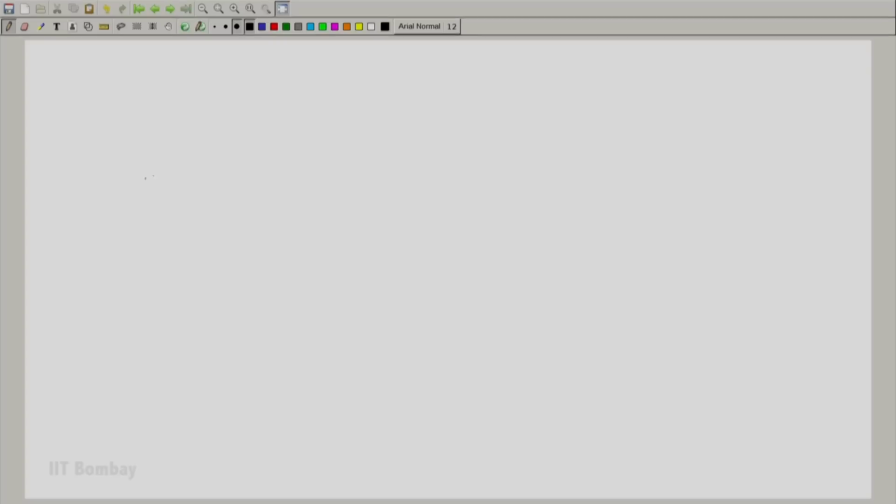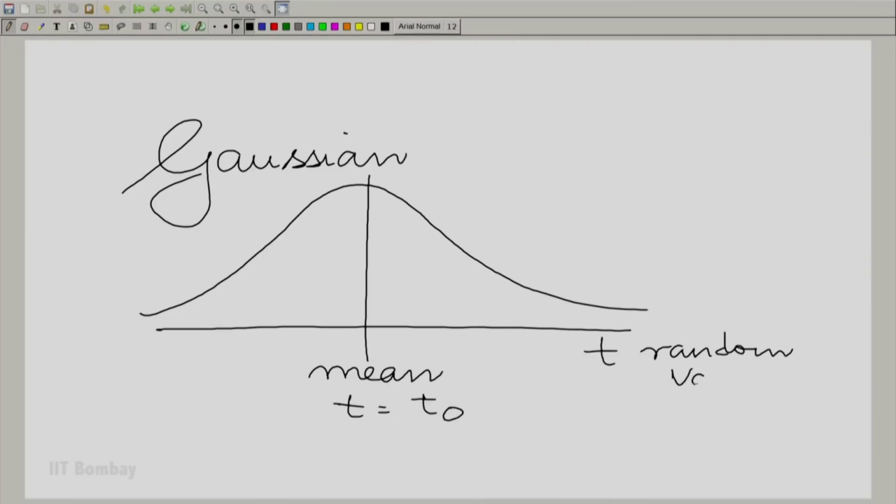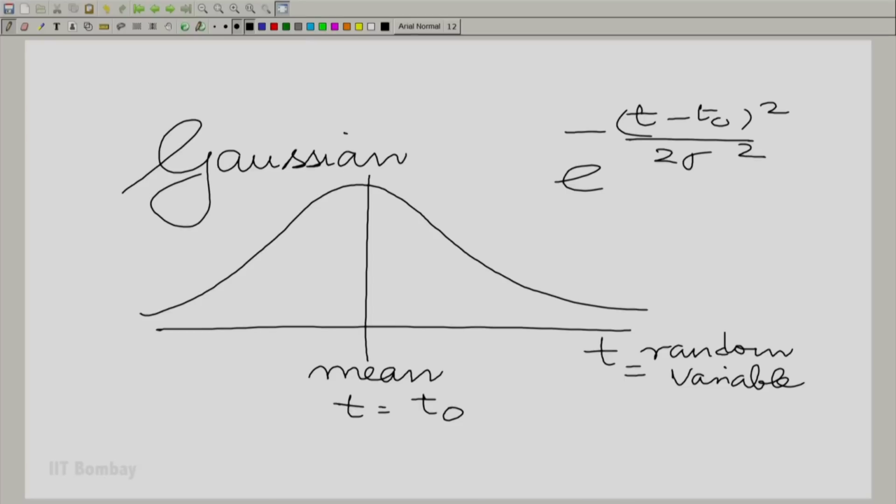Many of you are familiar with what we call the Gaussian density, or the normal distribution. It looks something like this. There is a mean here, and of course, the expression, if the mean is at t equal to t0 and t is the random variable, then it looks like e raised to the power minus (t minus t0) squared by 2 sigma squared, divided by an appropriate constant. Let us not get into that for the moment. The constant depends on sigma. Now, this is of course what you call p(t).